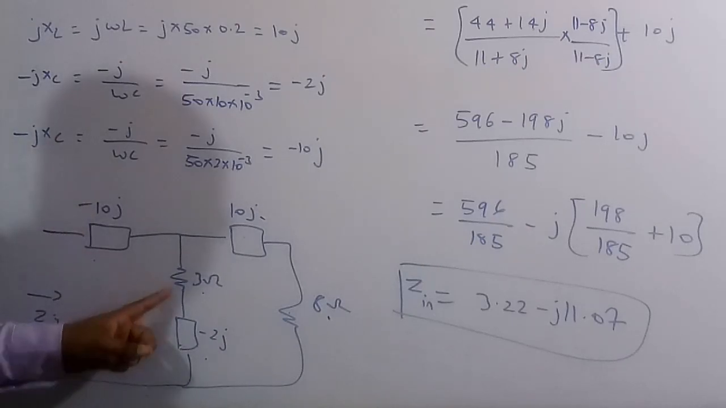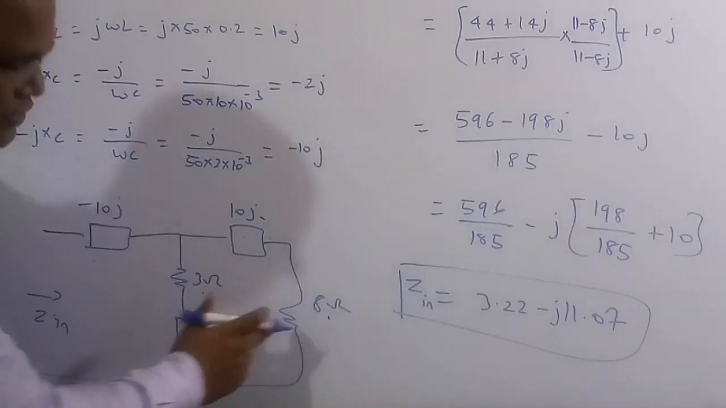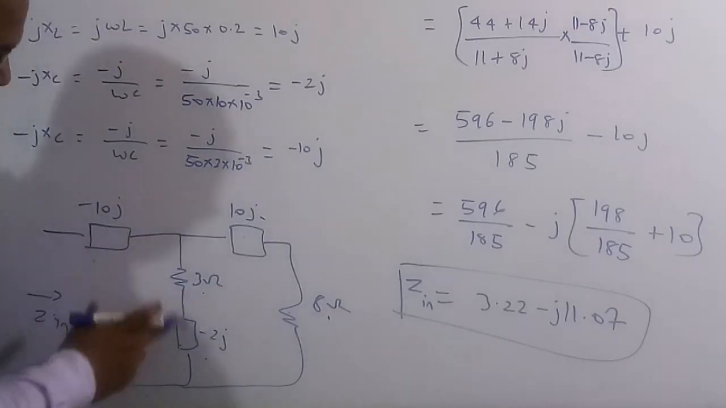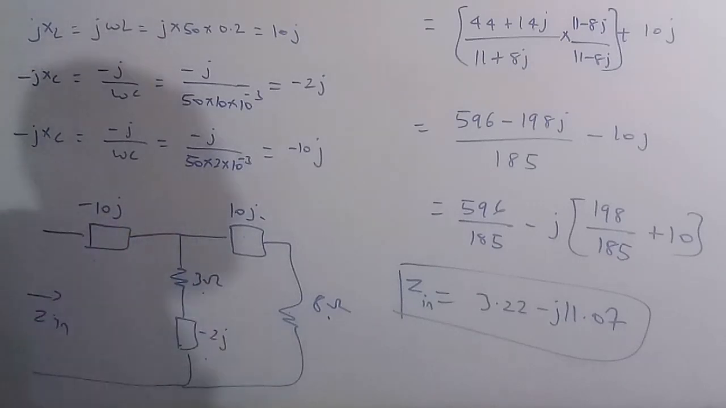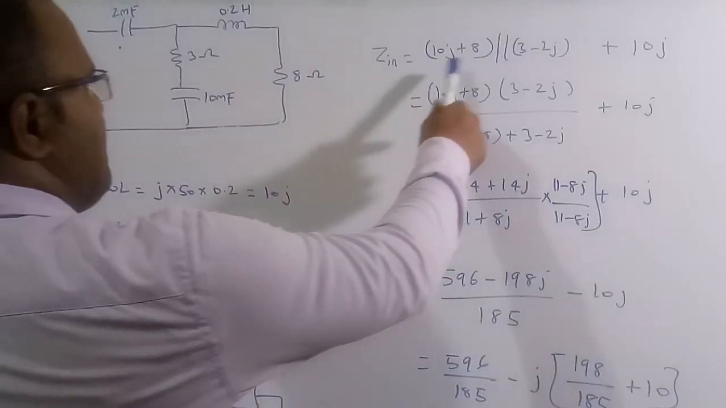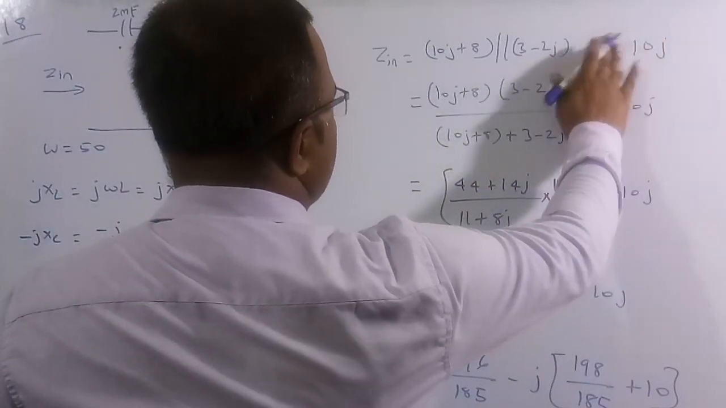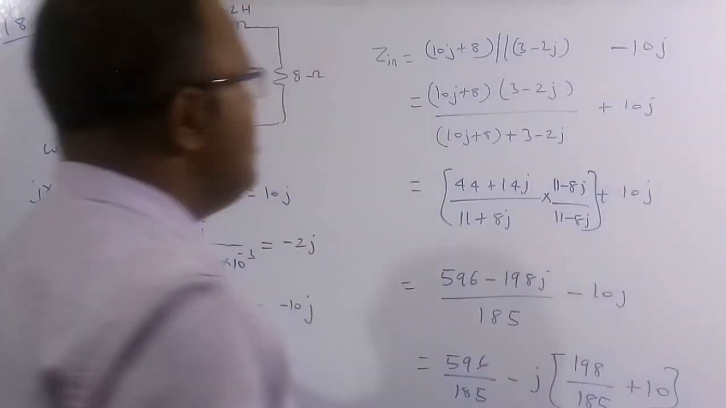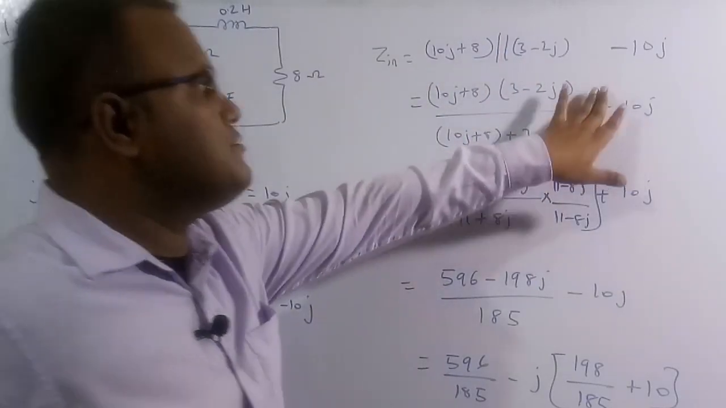So this is the circuit we get here: minus 10j, 3 ohm, minus 2j, 10j and 8 ohm. The 10j and 8 ohm are connected in series, and the 3 ohm and minus 2j are connected in series. Then the overall combination is parallel, and then we go with the series. So here 10j plus 8 in parallel with 3 minus 2j, and here there is a minus 10j. So Z1, Z2 in parallel means Z1 Z2 by Z1 plus Z2, and this is in series with minus 10j.